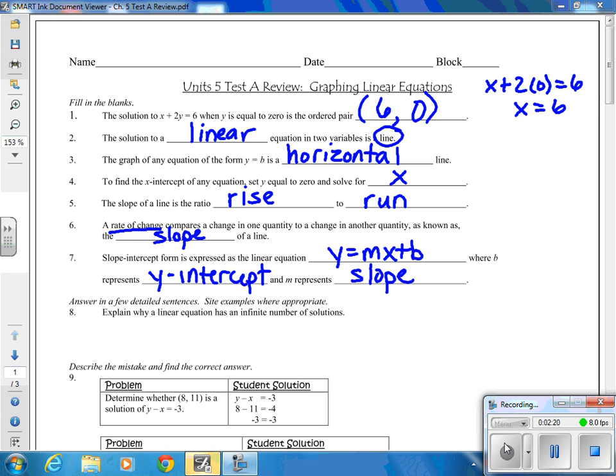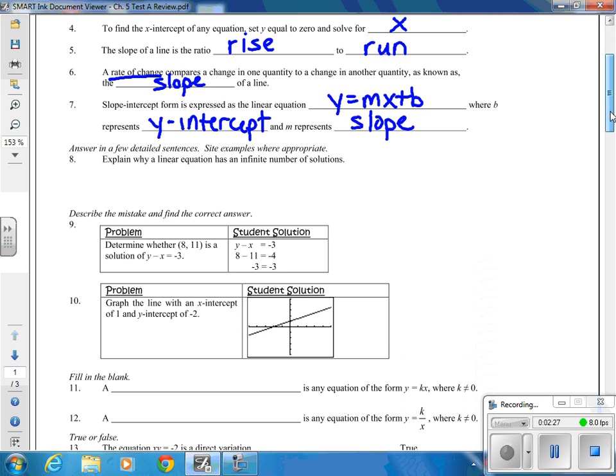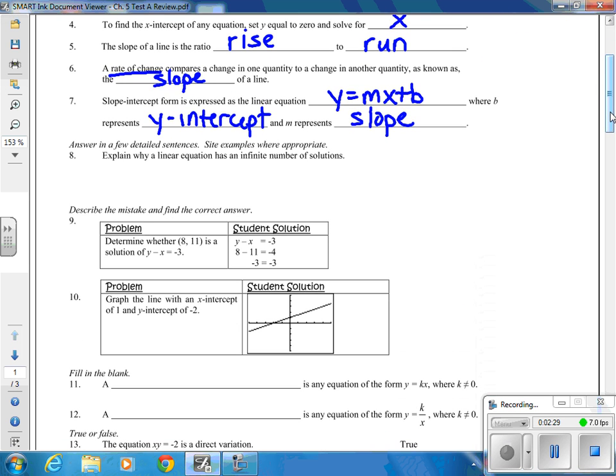Okay. For number 8, it asks you to explain why a linear equation has an infinite number of solutions. Right? And there's several ways you can phrase this, so you don't have to use my exact wording as long as you understand the concept behind it. Right? A linear equation is a line, and lines have infinite numbers of points on them. That's what those arrows mean, is that it keeps going and going and going, right?